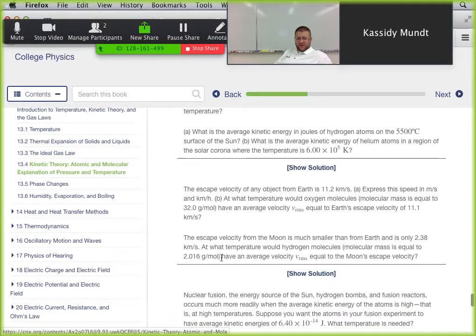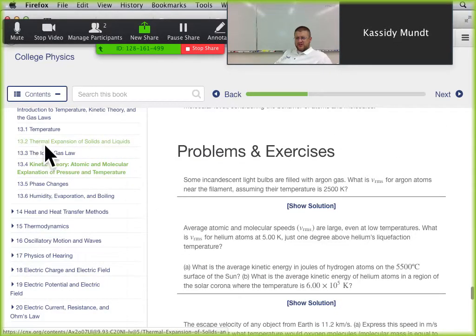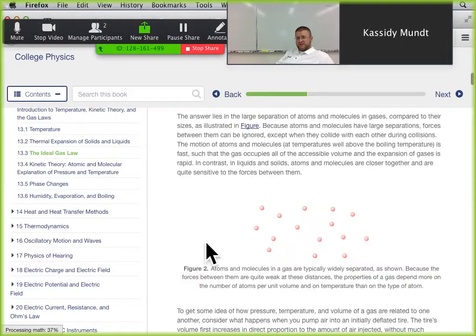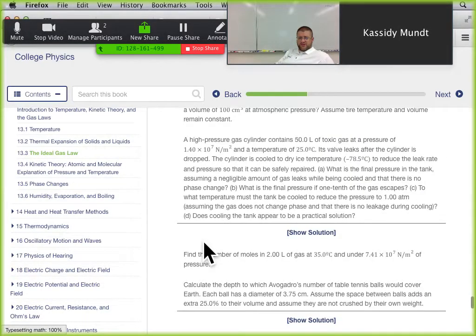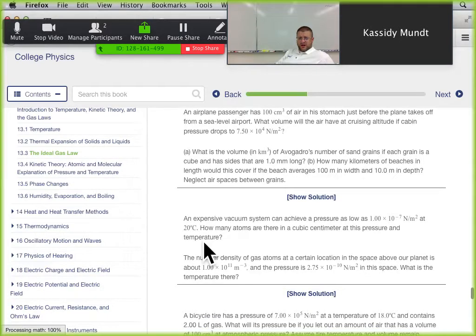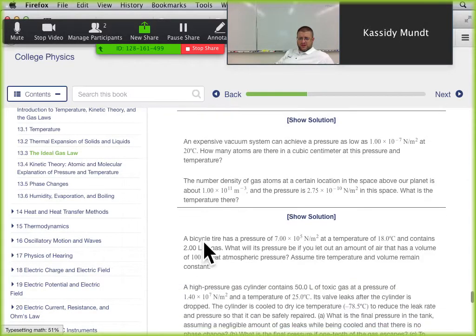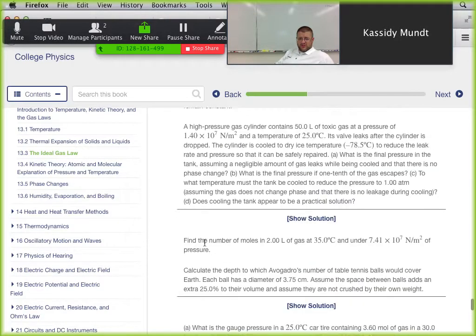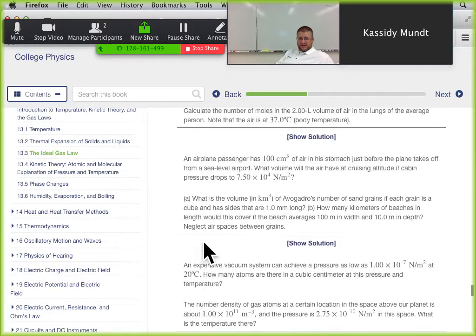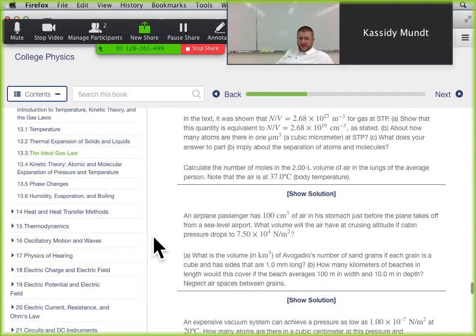Wait, we're in 13.4, aren't we? 13.3 still? Yeah, there's the one about the airplane passenger. No wonder I couldn't find it. It was in the wrong one. 13.3, airplane passenger. Where's my airplane passenger? Ah, yes.